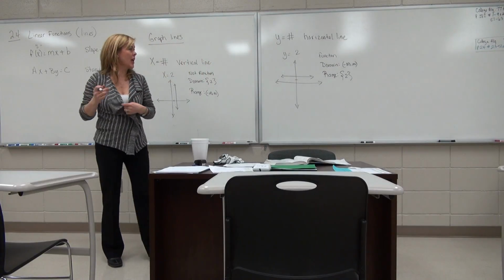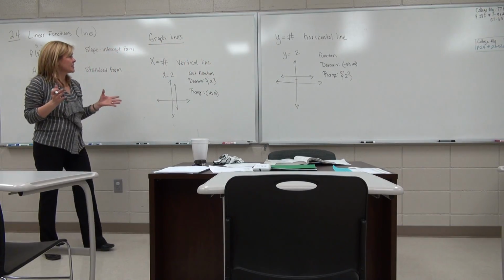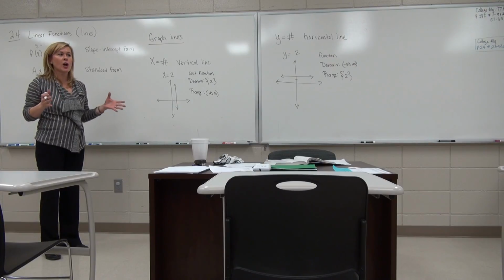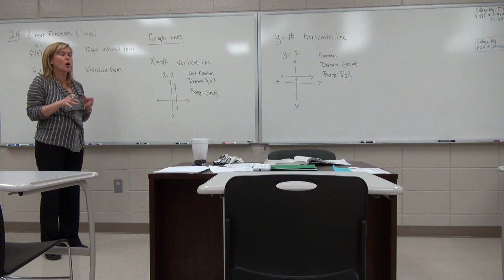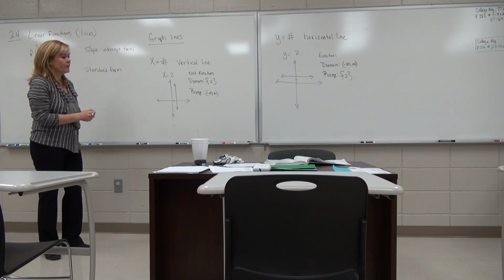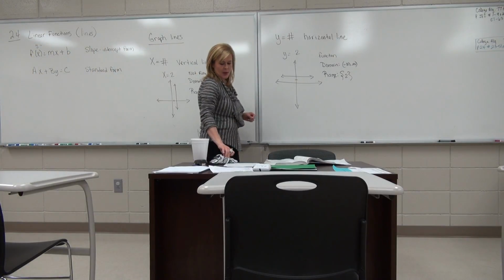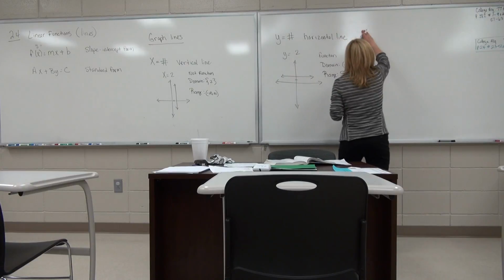Now, for all of your lines, for every line except for these two, your domain and range are all real numbers. These are the only two where the domain and range are not all real numbers. Okay? We're going to learn that there are 3 ways to graph a line.